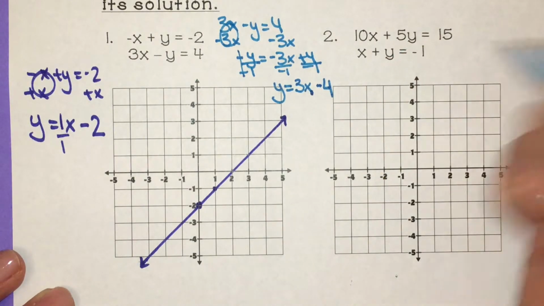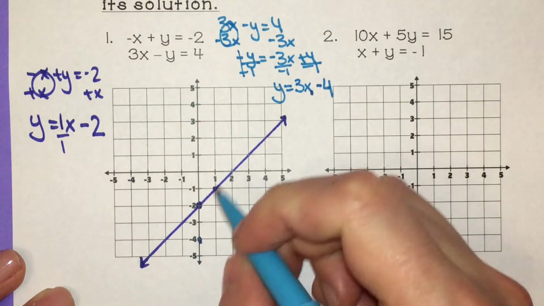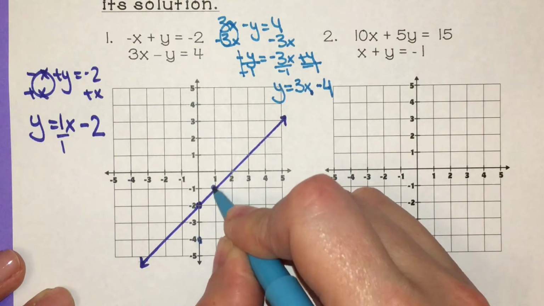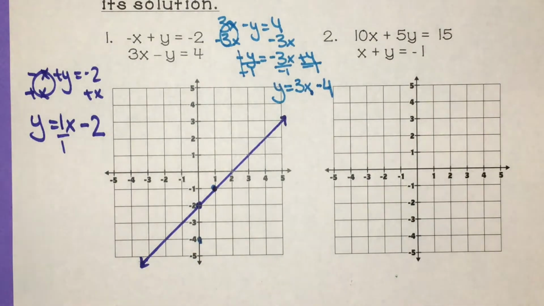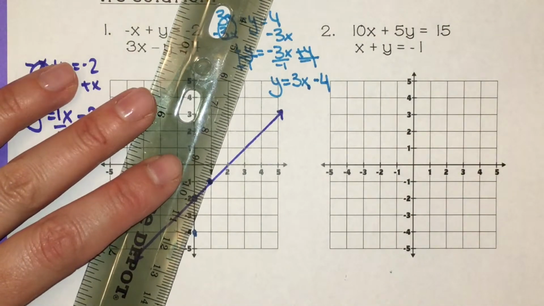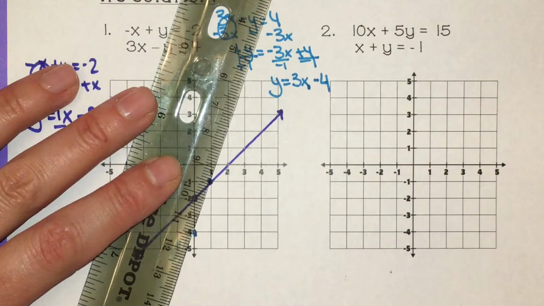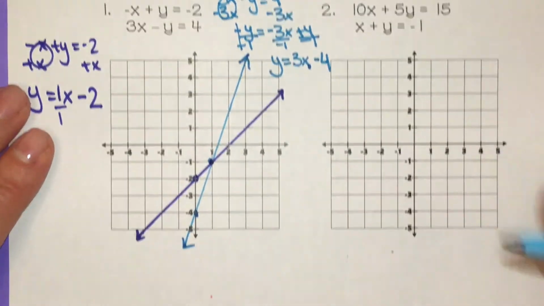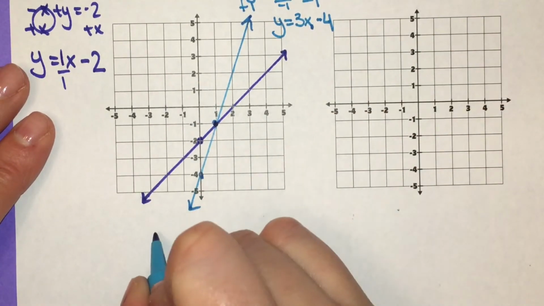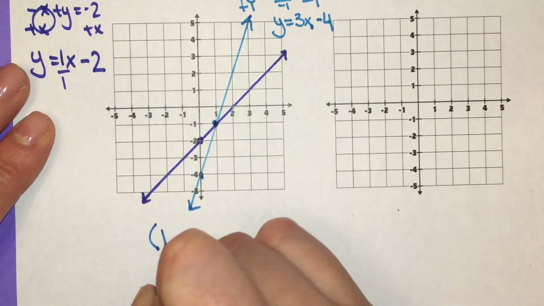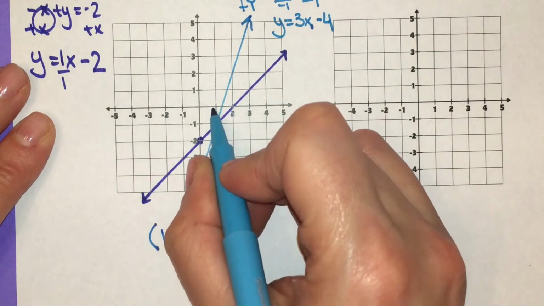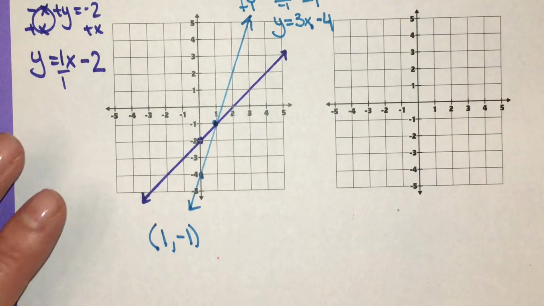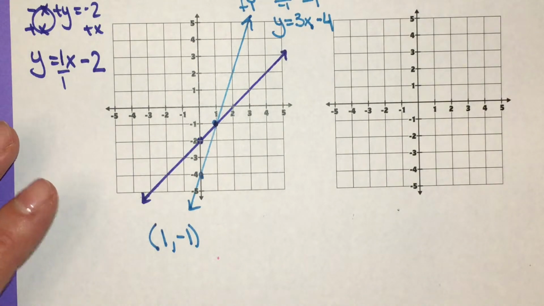So my y-intercept, negative 4, slope 3. So I'm going to rise 3, 1, 2, 3, run 1. And I can immediately see where they intersect. And so they do intersect in one point. So that solution, that point, is 1 comma negative 1. Remember, the x coordinate always comes first in your coordinate pair. And so whenever there's one solution, it's called consistent and independent.